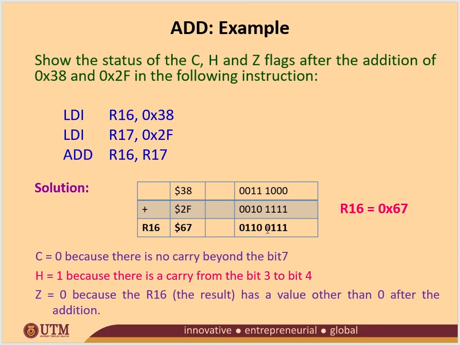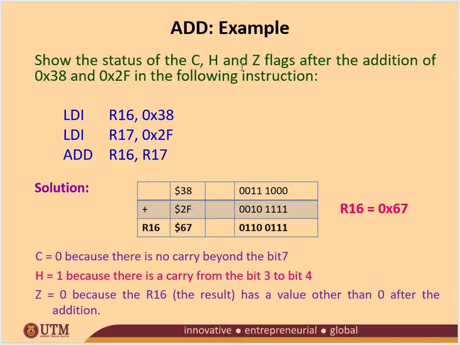1 plus 1 you get 0, and then you have a carry from bit 3 to bit 4. Since you have a carry from bit 3 to bit 4, your H flag now becomes 1. Then 1 plus 1 you get 0, 1 plus 1 plus 1 you get 1, 1 plus 0 you get 1, and 0 plus 0 plus 0 is 0.